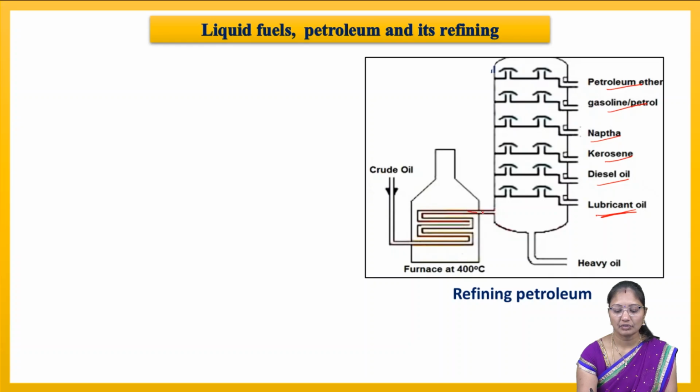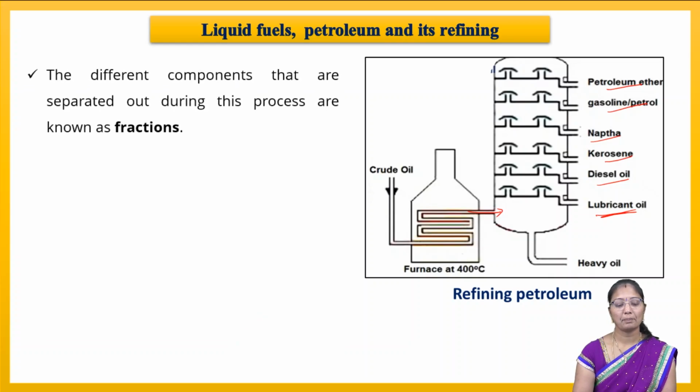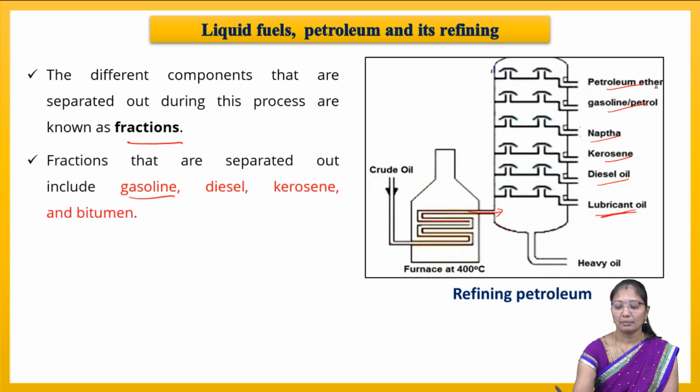So when it starts giving the vapor or fumes, it enters the fractional distillation here. Again, based on the heavy oil, lubricant oil, all these different fractions of liquid fuels are eluted here. The different compounds that are separated out during the process are called fractions. These are separated out, including gasoline, petroleum ether, naphtha, kerosene, bitumen, diesel, lubricant oils.